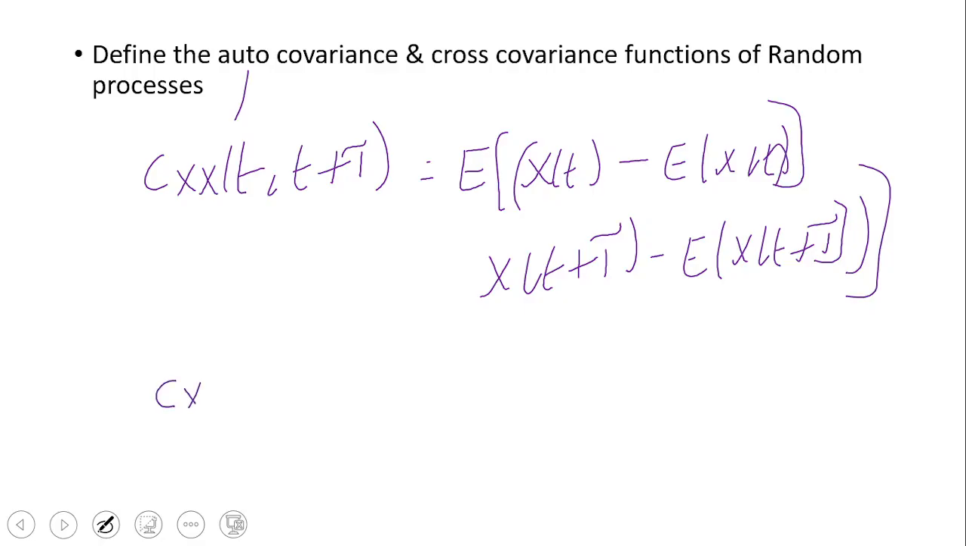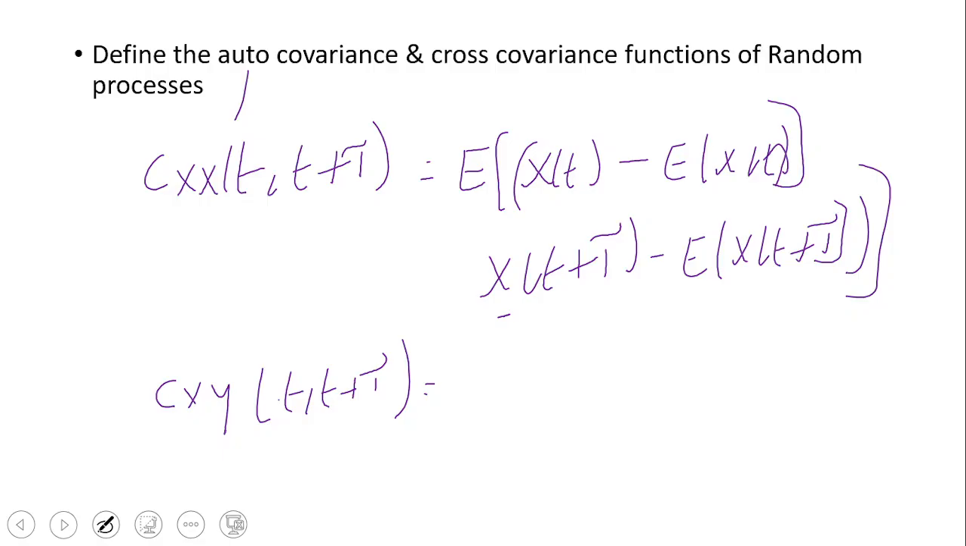Cross covariance means you replace with C xy of t comma t plus tau is equal to E of x of t minus E of x of t, into, in place of x here, you write y of t plus tau minus E of y of t plus tau. That is about the cross covariance and the autocovariance.